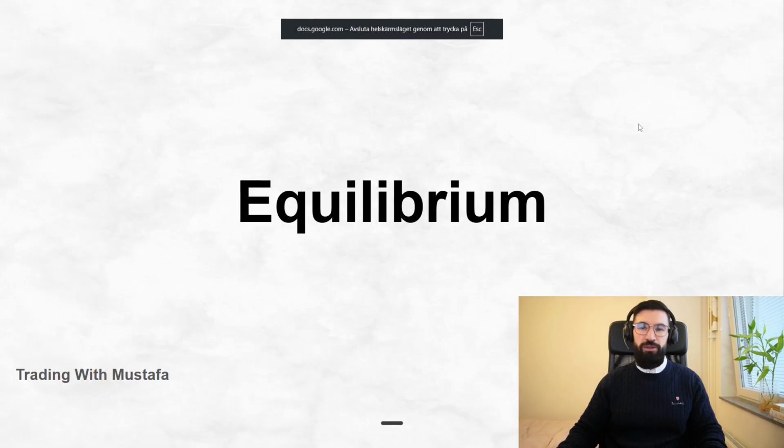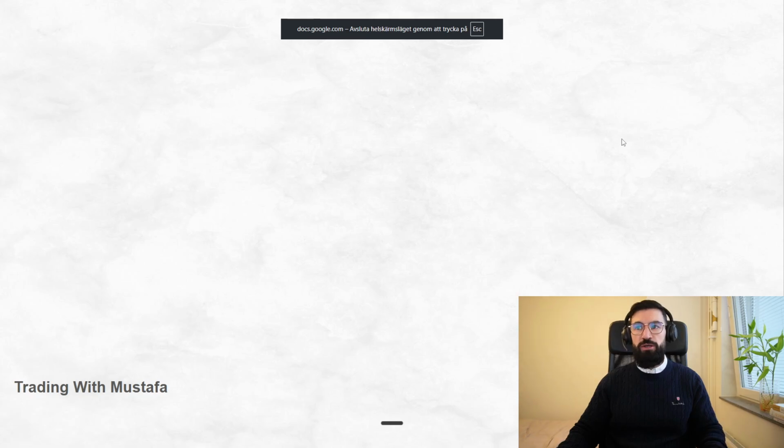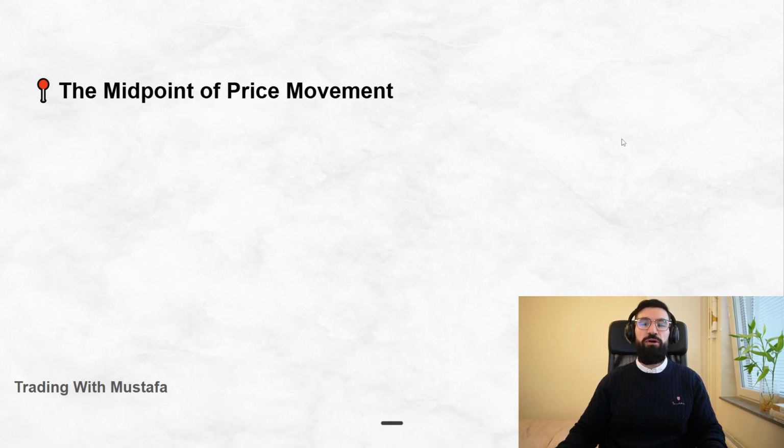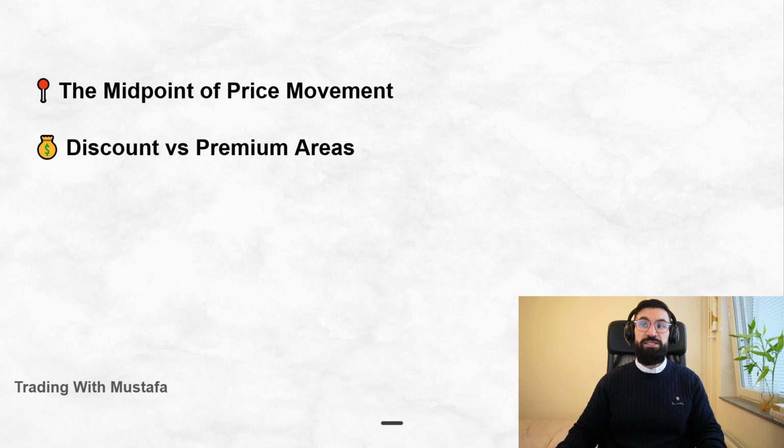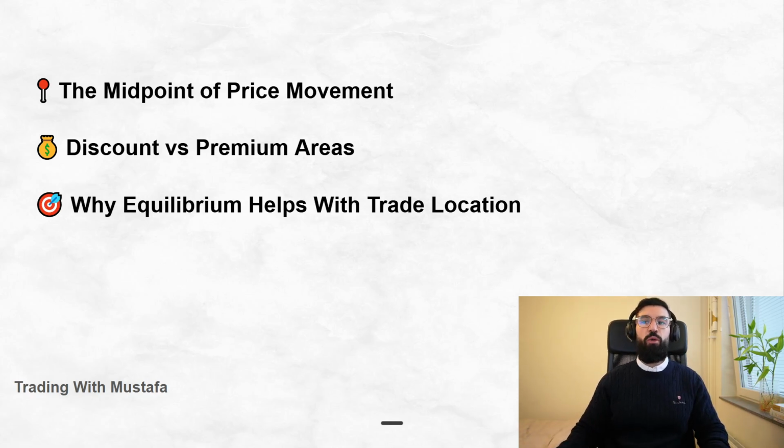equilibrium in the market. In this video, I'm going to talk about three things: the midpoint of price movement, discount and premium areas, which indicates equilibrium, the balance of the market, and why equilibrium helps you trade locations.